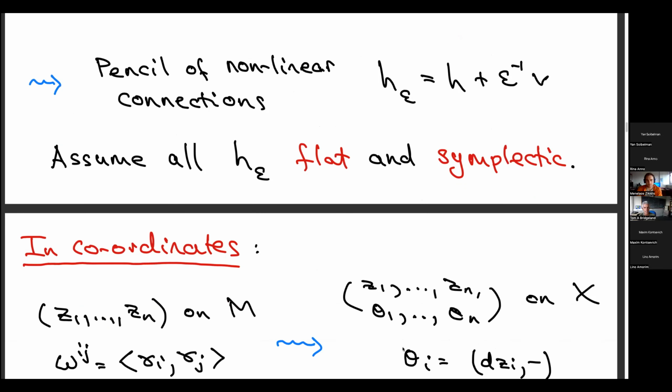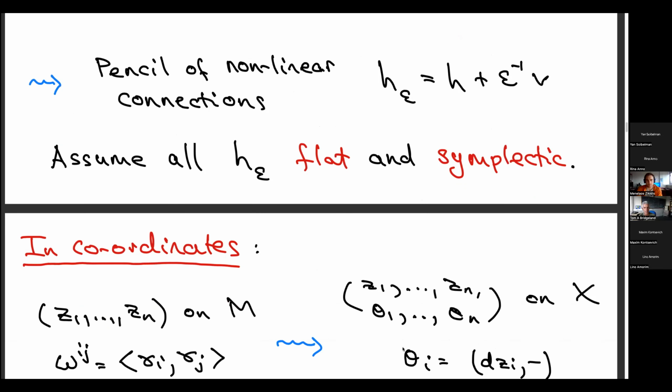So let's try and work this out in coordinates just to see how it looks. Remember we had these, well, let's take some coordinates on M. In the case when M is a stability space, we have these natural coordinates. I really am putting myself in that case. I want these to be Darboux coordinates, so the symplectic form should be omega ij dzi dzj, that's what I mean.